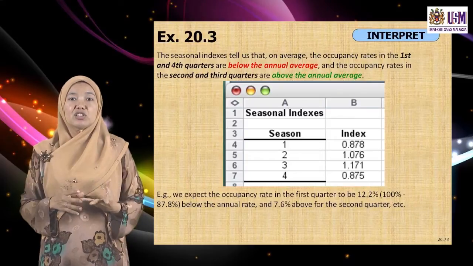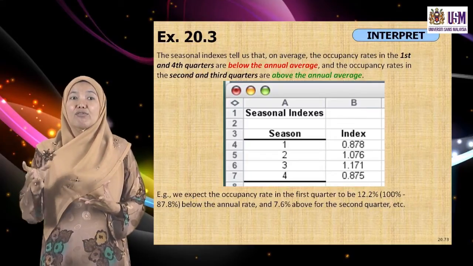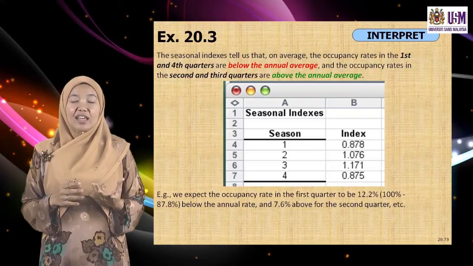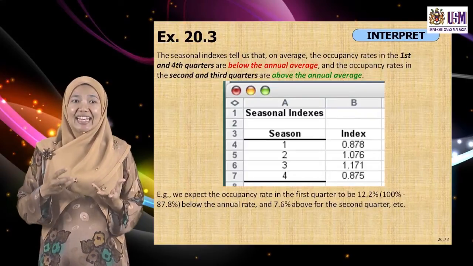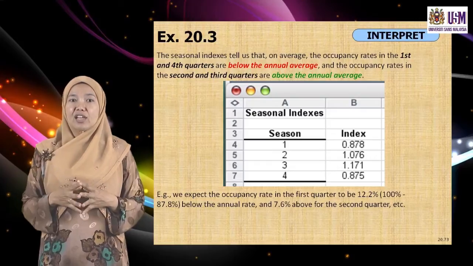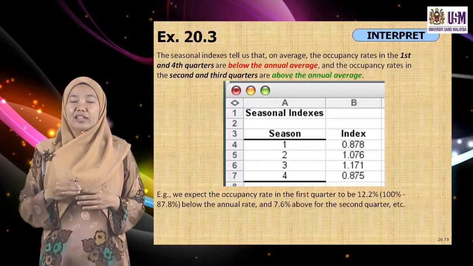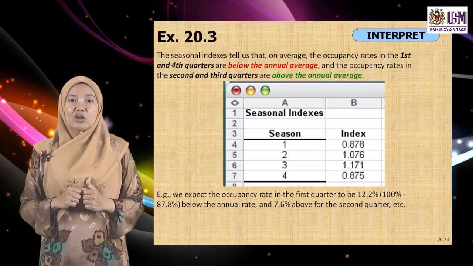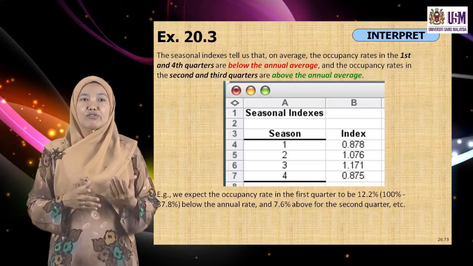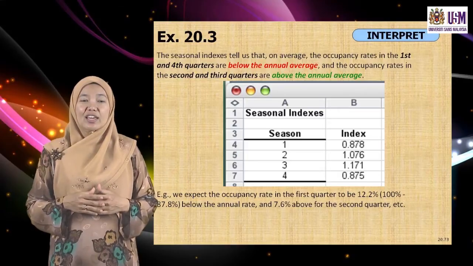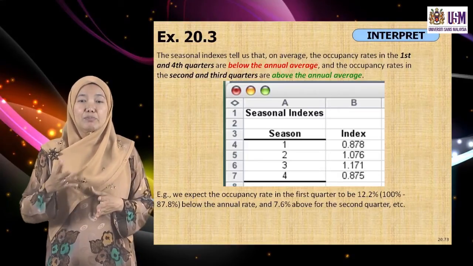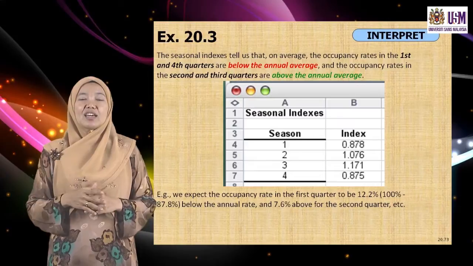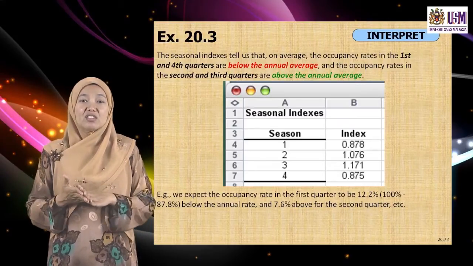So in this case, on average, the hotel occupancy rate in the first and the fourth quarter are below the annual average, and on the other hand, the hotel occupancy rate in the second and the third quarter are above the annual average. Can you think of an explanation for that? Is that logical? If you are the economist, can you explain why the first and fourth quarter are below the annual average, and the second and third quarter are above? So this is the relationship between the country and winter, and those people during the winter season, they need to go overseas.